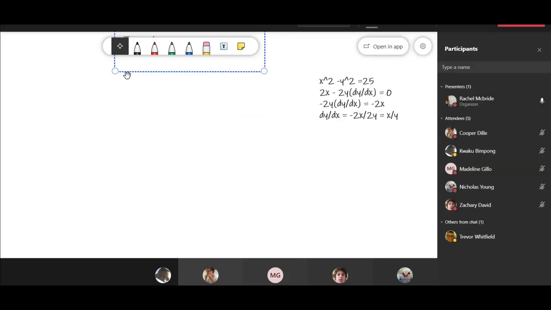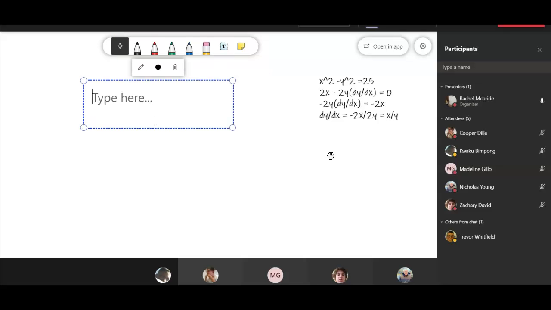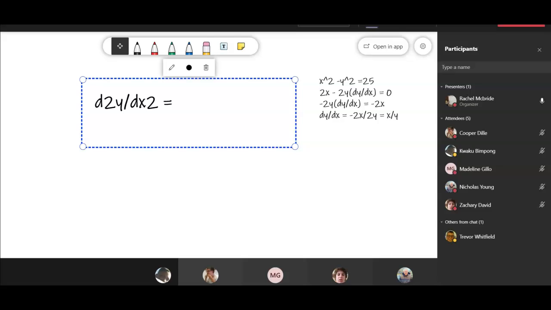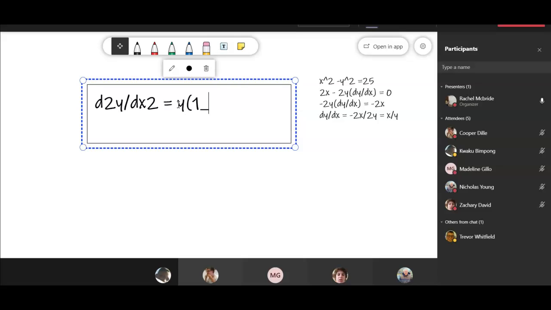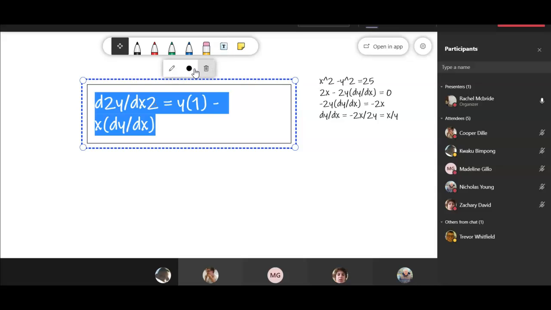So now, as we look at our second derivative, we already have dy/dx, so it becomes d²y/dx² equals, and then you're going to take the derivative using the quotient rule of x over y. So that gives you ho d hi minus hi d ho, and the derivative of dy/dx.